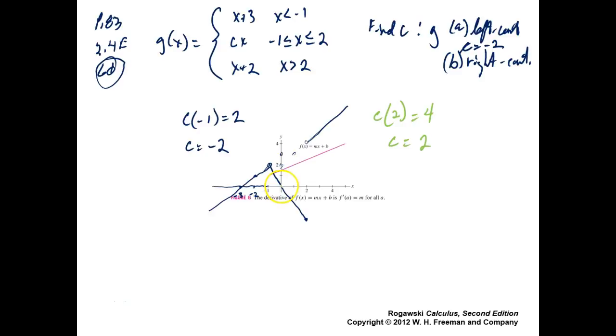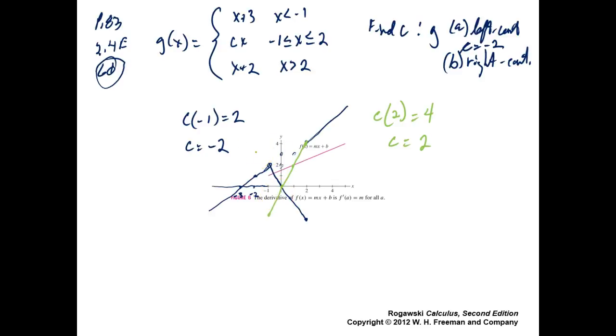That's going to be 0, 0. Again, there is no y-intercept. And 1, 2, 2, 4. So that's going to be the line that makes this a right continuous function. Coming from the right, it is continuous. Okay? Oh, and actually, this continues down to here.